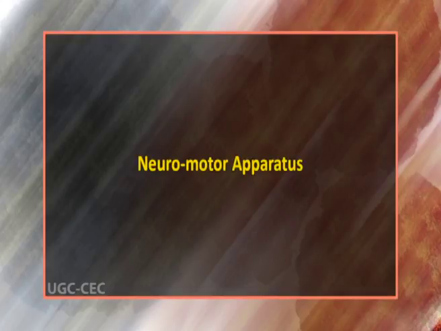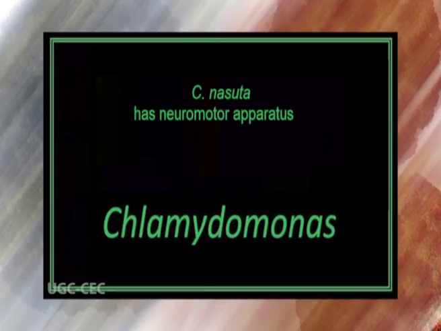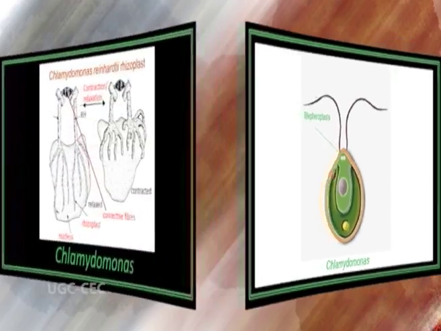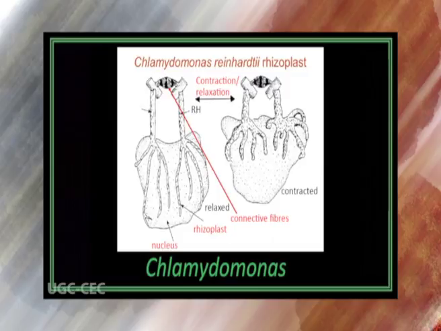Now, neuromotor apparatus. In some species of Chlamydomonas, like Chlamydomonas nasuta, a sensitive neuromotor apparatus is present. It controls movement of the thallus in response to light, chemicals, and other stimuli. It consists of two basal granules called blepharoplasts, from which the flagella originate. It also has a transverse cytoplasmic fiber called paradesmus, which connects the two blepharoplasts, and a cytoplasmic fiber called rhizoplast, which connects one blepharoplast with the centrosome, and a small delicate fiber connecting the centrosome with the nucleolus.